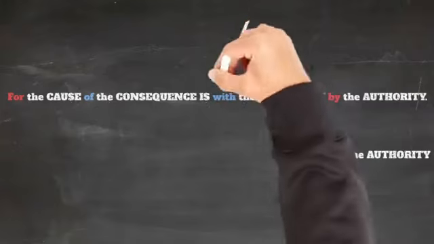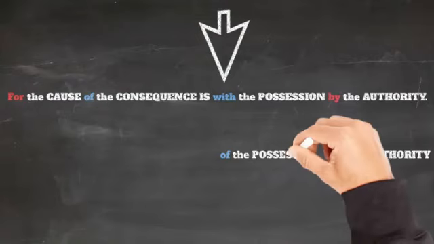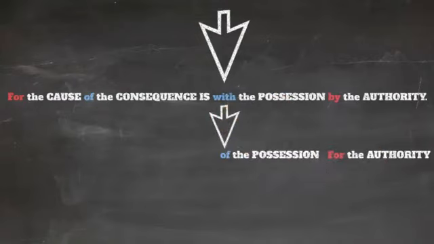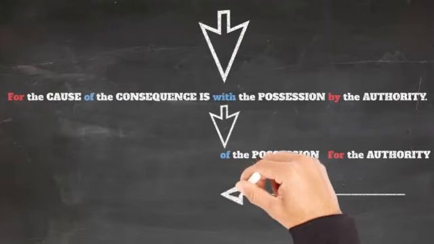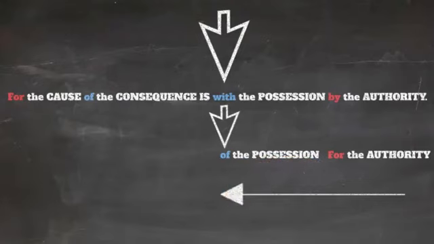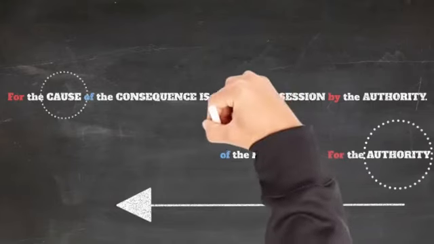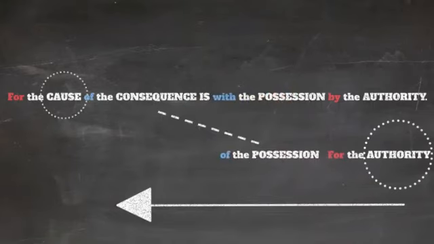Where it says, with the possession, I can swap it out for, of, the possession, for the authority, of the possession. Because I am reading it backwards, the authority becomes the cause and the possession becomes the consequence. These things reflect each other.